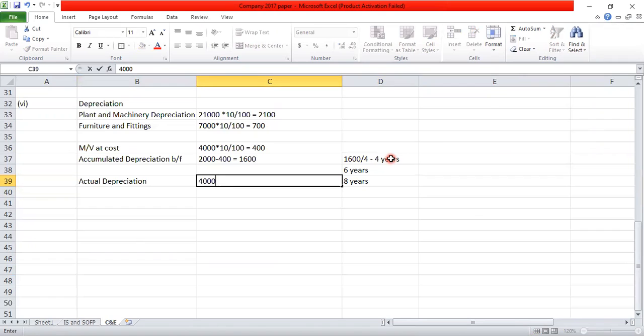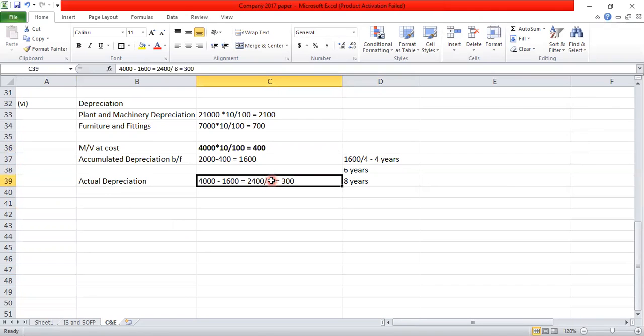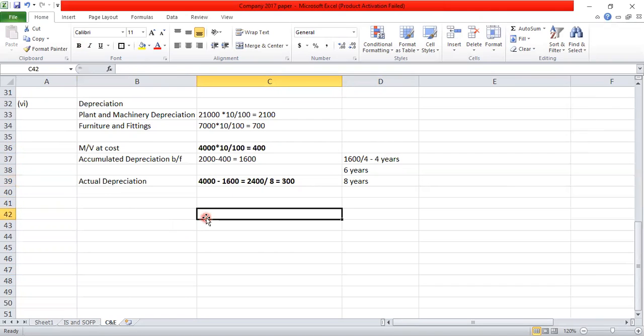I'll take my cost and reduce the accumulated depreciation of 1600. So I'll get my carrying amount of 2400 and divide by the number of revised years. 2400 divided by 8 is 300 depreciation. Now actually, first I got 400 as depreciation. Now I'm getting how much? I'm getting 300, which means they wrongly charged 100 under the profit and loss statement because this depreciation has already been calculated. I will remove this difference in depreciation.